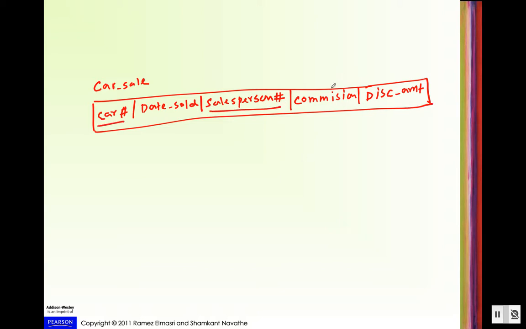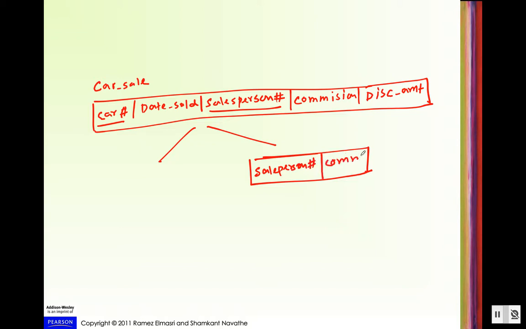Commission is determined by the value of salesperson. In this normalization, I have to take all the non-key attributes that are partially dependent on the primary key. The attribute commission is determined by the salesperson, so I create a decomposed relation with the salesperson and the commission. The salesperson will be the primary key because commission depends on the value of salesperson.